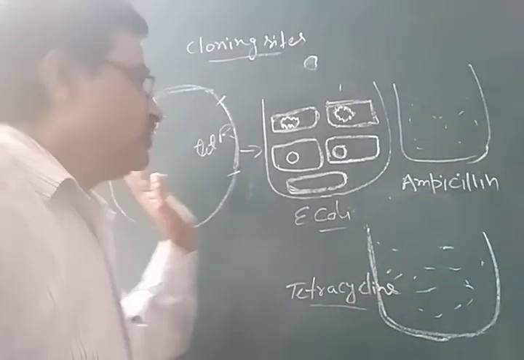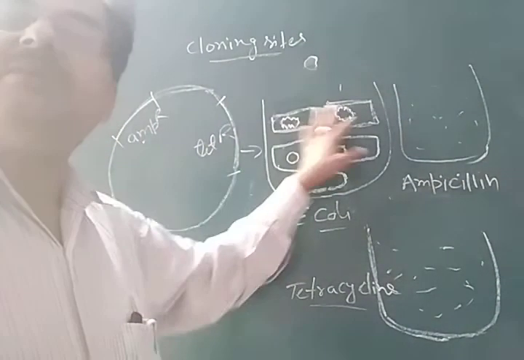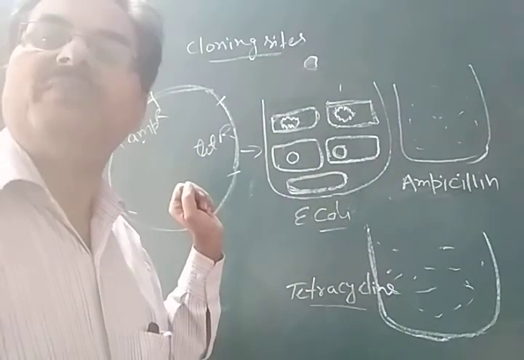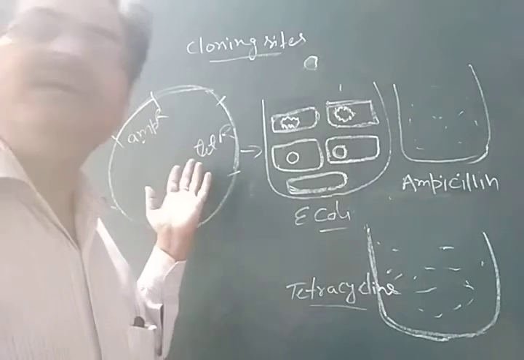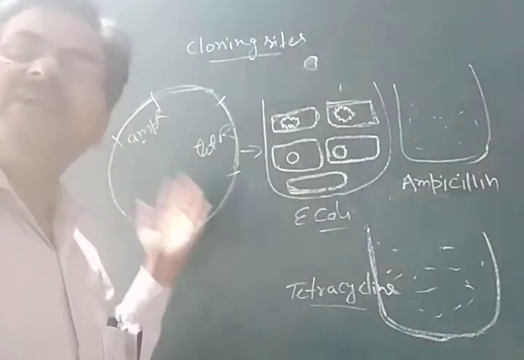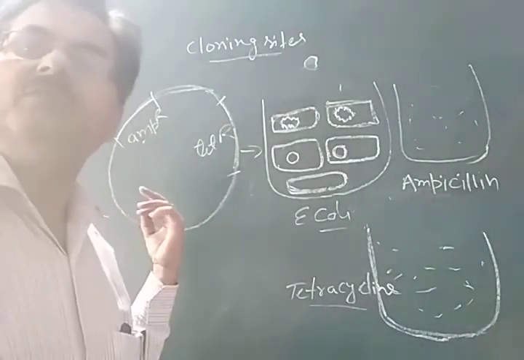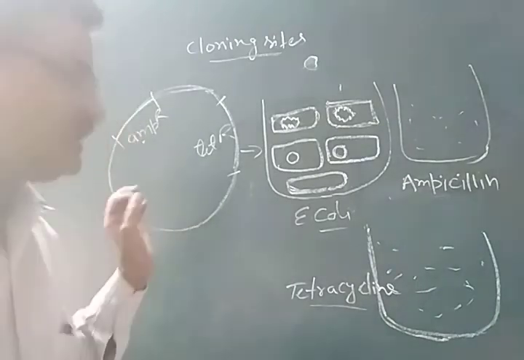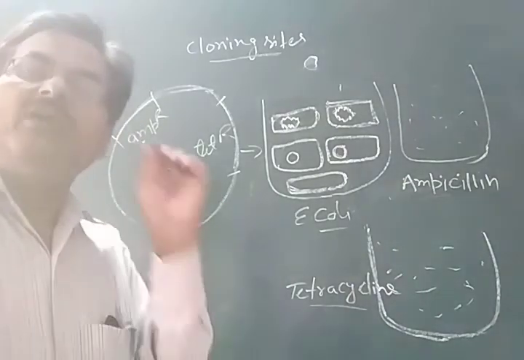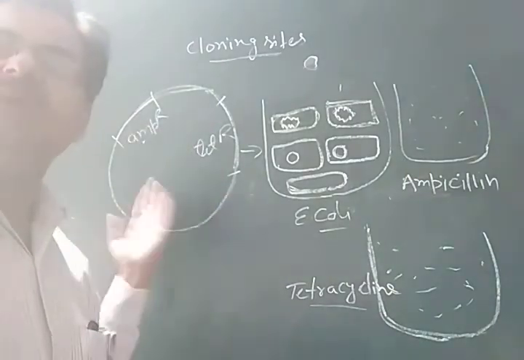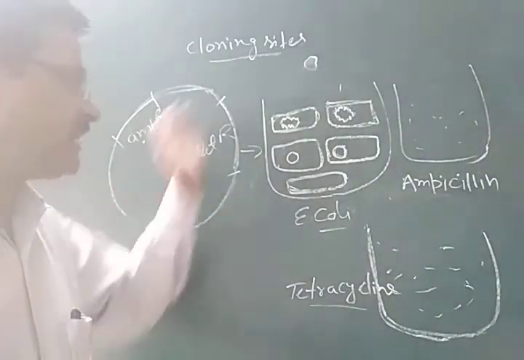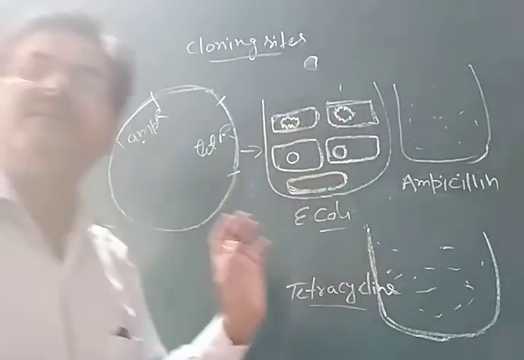After that, we transfer them into the culture medium of the bacteria for the transformation. There will be many plasmids; some may be recombinant, some may be non-recombinant. Non-recombinant means there is no ligation of foreign DNA. So there are many plasmids, some are recombinant, some are non-recombinant. We transfer them into the culture medium of the bacteria.